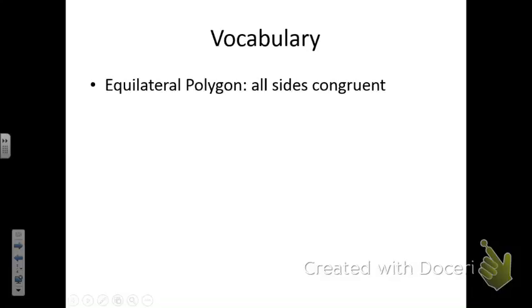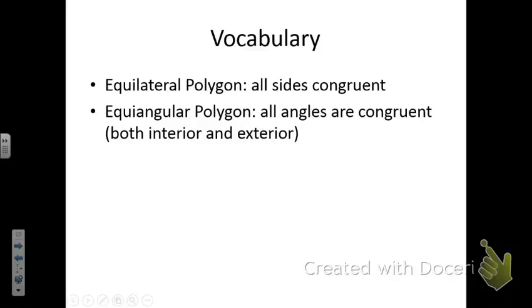So we're adding to that one more piece, which is our regular polygons. So let's talk about what they are. First of all, equilateral polygon. What's equilateral mean? Good. All sides are congruent. What do you think equiangular then means? Good. All the angles are congruent. And notice that that includes both interior and exterior angles. So if it's equiangular, interior and exterior angles are congruent.